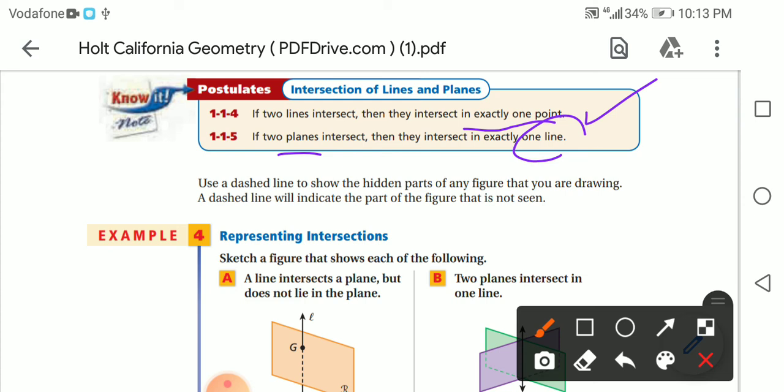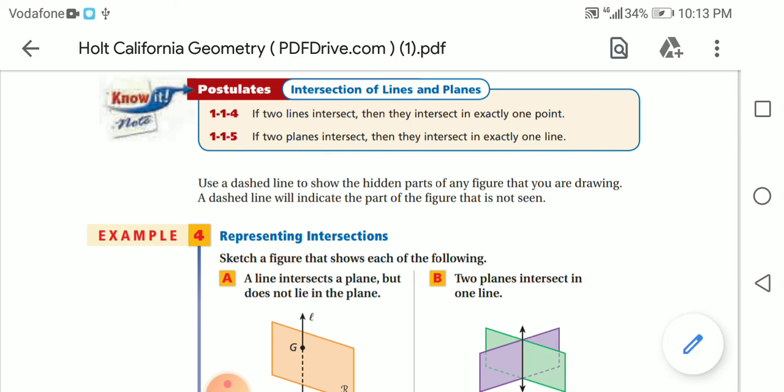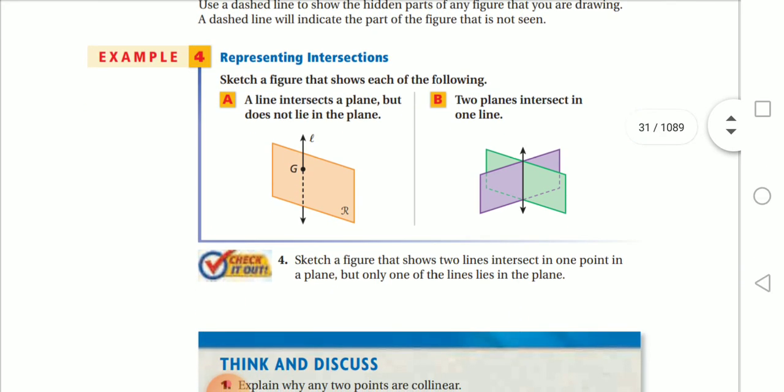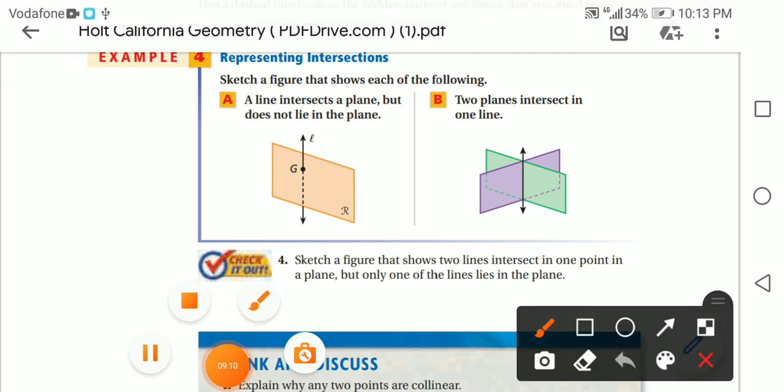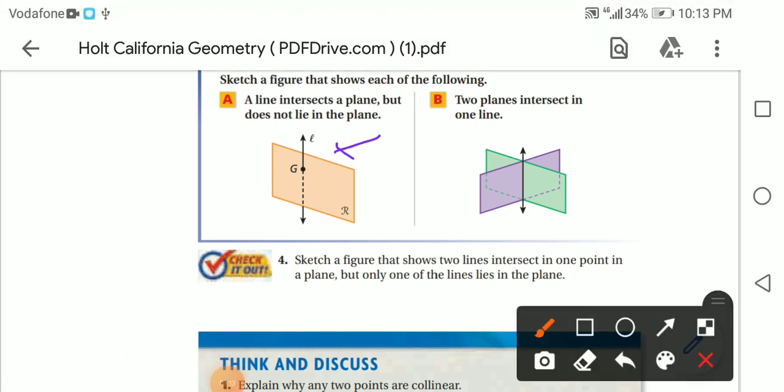Use a dashed line to show the hidden parts of any figure that you are drawing. A dashed line will indicate the part of the figure that's not seen. Okay. Representing intersection, as you see here in example 4: sketch a figure that shows each of the following. A line intersects a plane. As you see here, a line L intersects a plane but doesn't lie in the plane. Here I have 2 planes intersecting in one line. This is the line of intersection of the 2 planes, the purple and the green one.